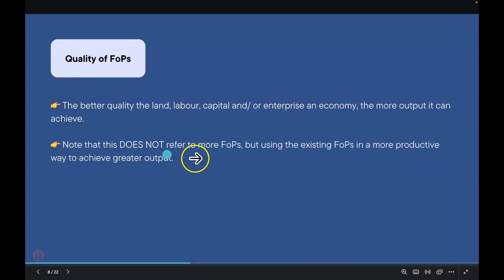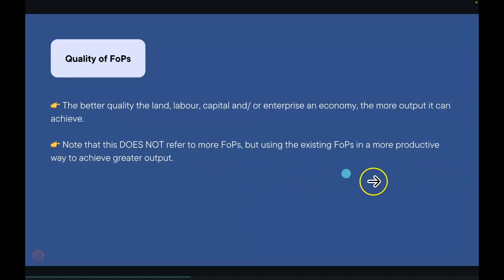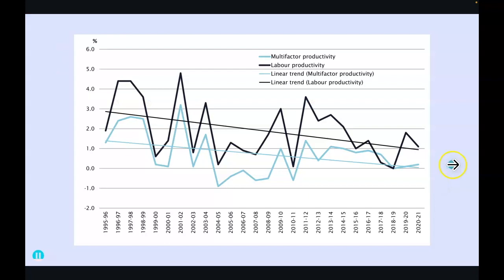I've said here, note that this does not refer to more factors of production, but just using our existing factors of production in a more productive way to achieve greater output. This tells a sad story in that case. So I'm going to look at labour productivity for a moment. Let's just look at the black line. You can see that labour productivity over time has declined.